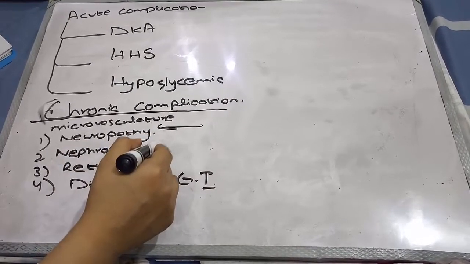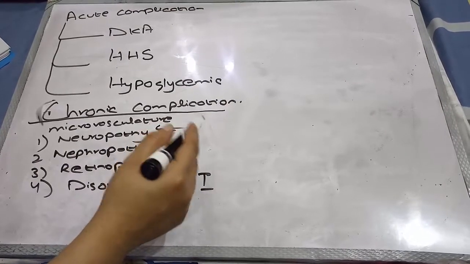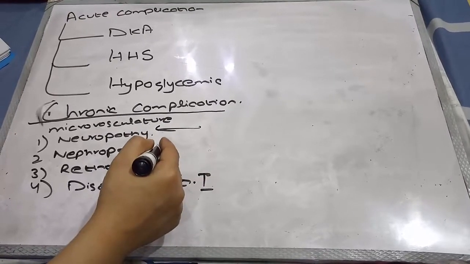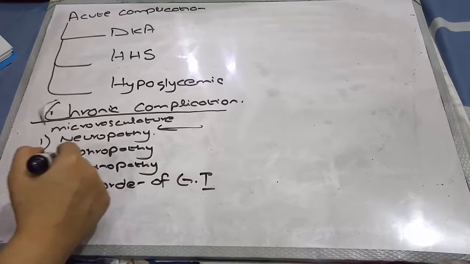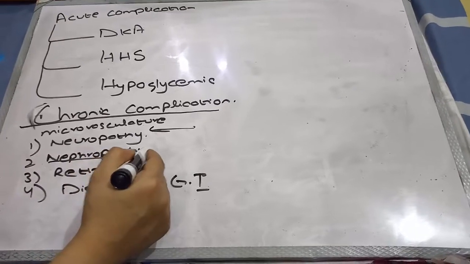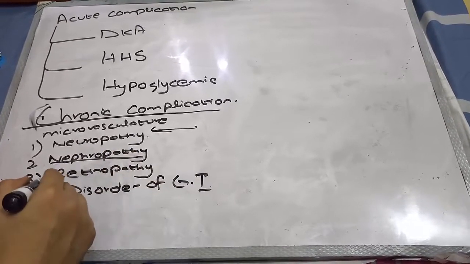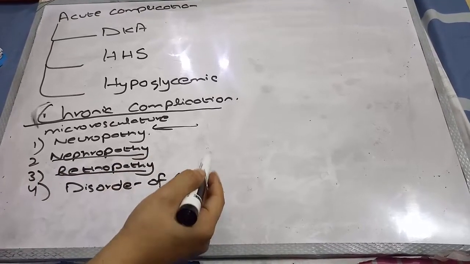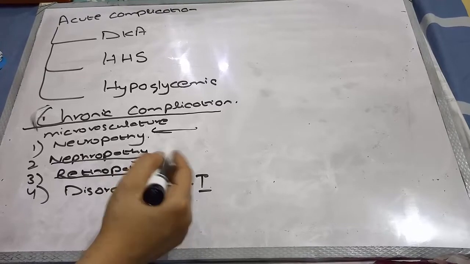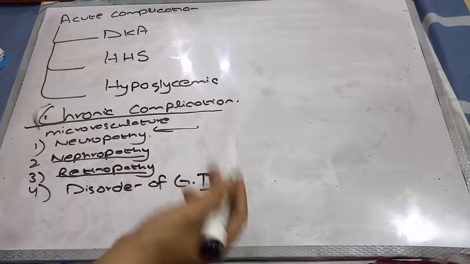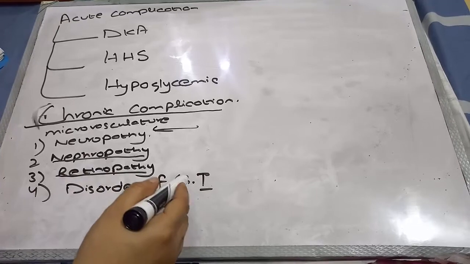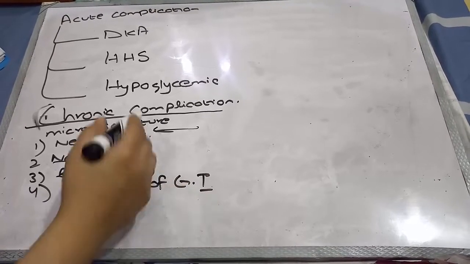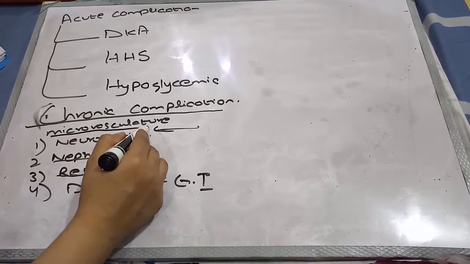Nephropathy: because of the persistent level of glucose traveling to the kidneys for filtration, the kidneys will be affected and eventually destroyed with the passage of time. Their nephrons will be destroyed. Retinopathy: the retina in the eye will begin to be destroyed by the high blood glucose level, and as a result they will have blurred vision and difficulty in seeing. Disorder of GI: they will eventually have disorders of gastrointestinal motility. This was related to the microvascular complications.